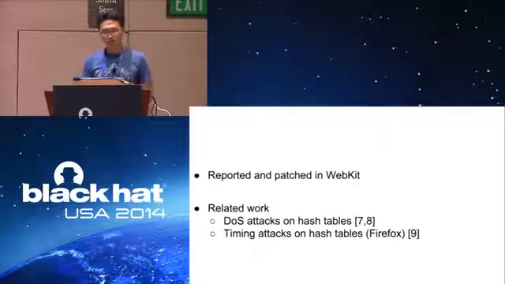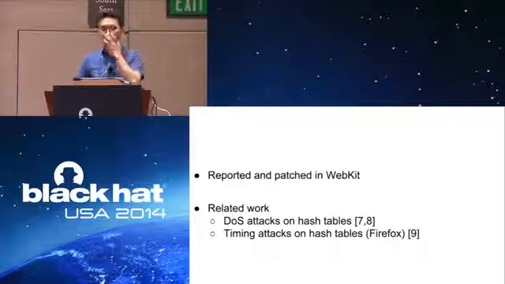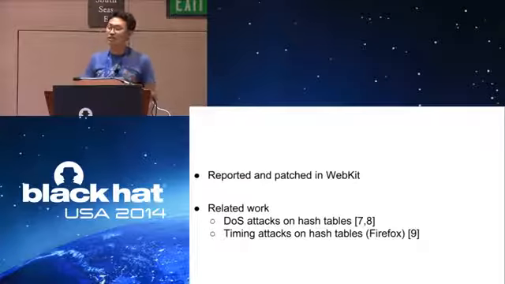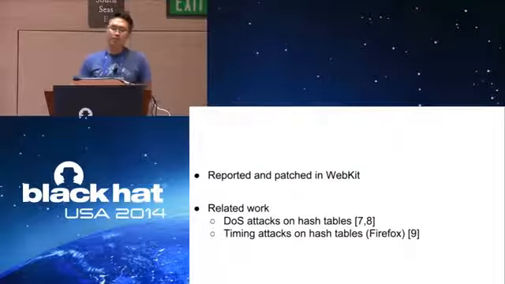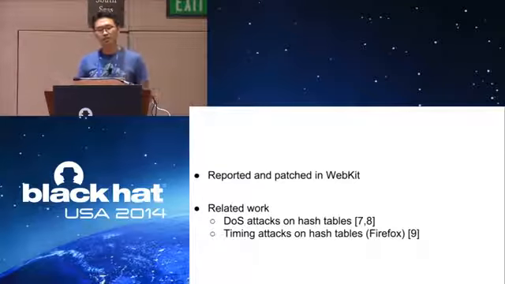If you follow hash table attacks, most of the attacks were about DoS attacks, because the hash function algorithms are deterministic. So you know how the hash table is filled up, and you can always trigger the worst cases. If you can always trigger the worst cases, it is directly turned into a DoS attack. And also on the Firefox side, there are similar attacks on hash tables as well.